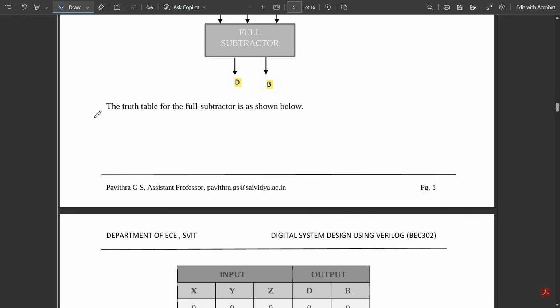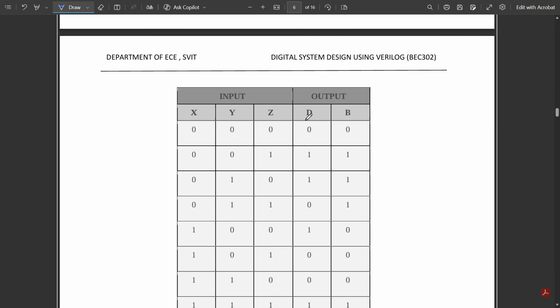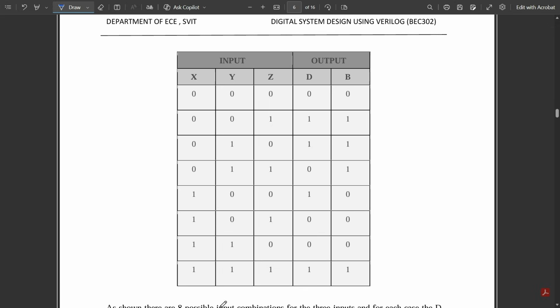Now let's get to the truth table of the full subtractor. This is the basic truth table of a full subtractor. Here, as I've told you, there are three inputs x, y, and z, so there would be 2 to the power 3 combinations, that is a total of 8 combinations starting from 000, 001, 010, 011, 100, 101, 110, and 111.